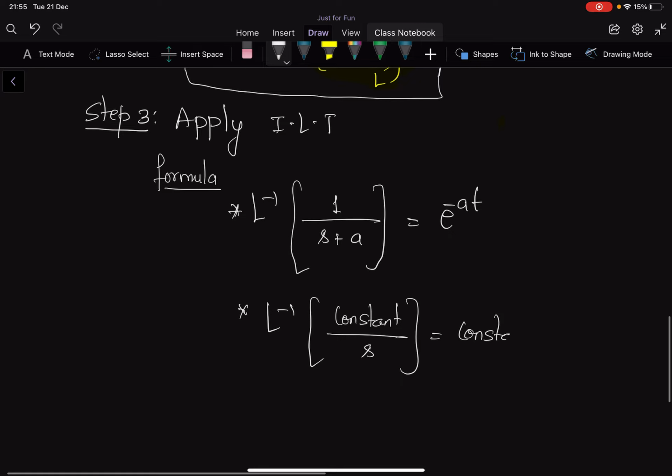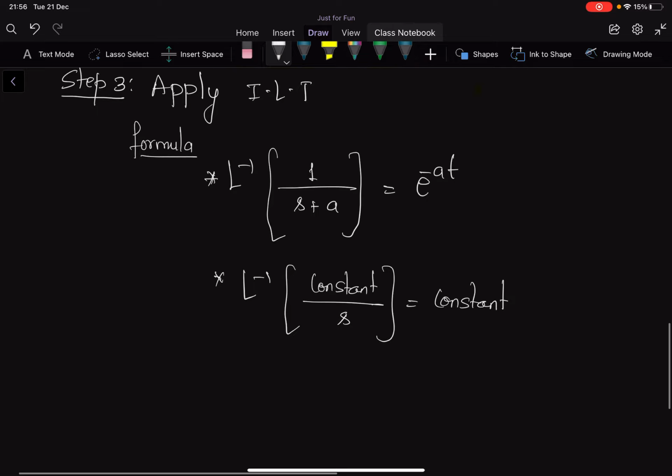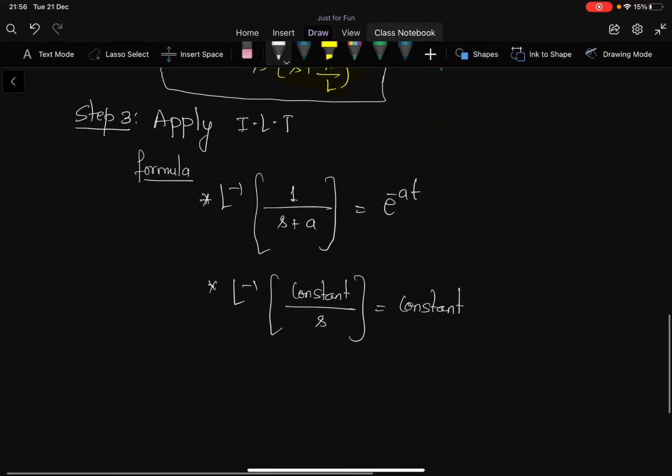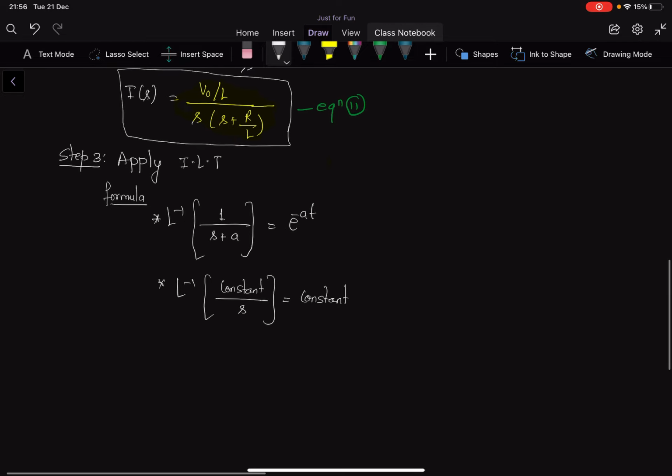It's exactly the other way around of the Laplace transform. The Laplace transform of a constant is going to be constant over s, isn't it? Similarly, the Laplace transform of e to the power minus at is going to be 1 over s plus a. So it's the other way around. Those 2 formulas are what I'm going to use to get my final answer.